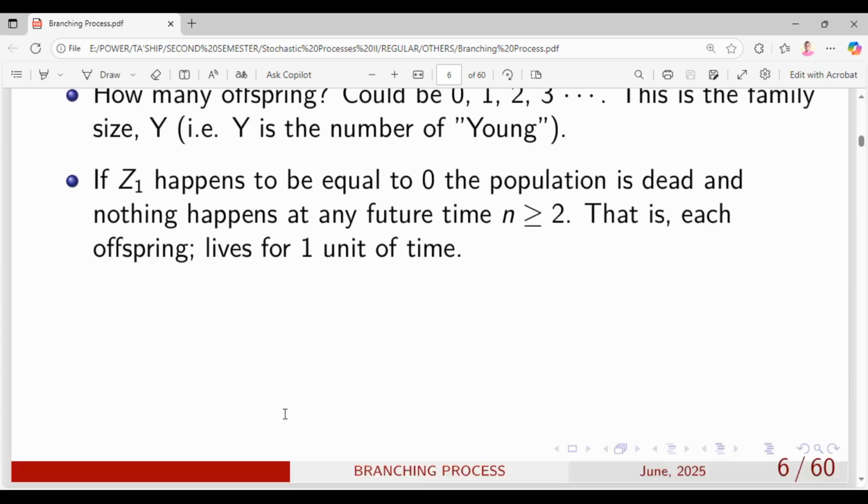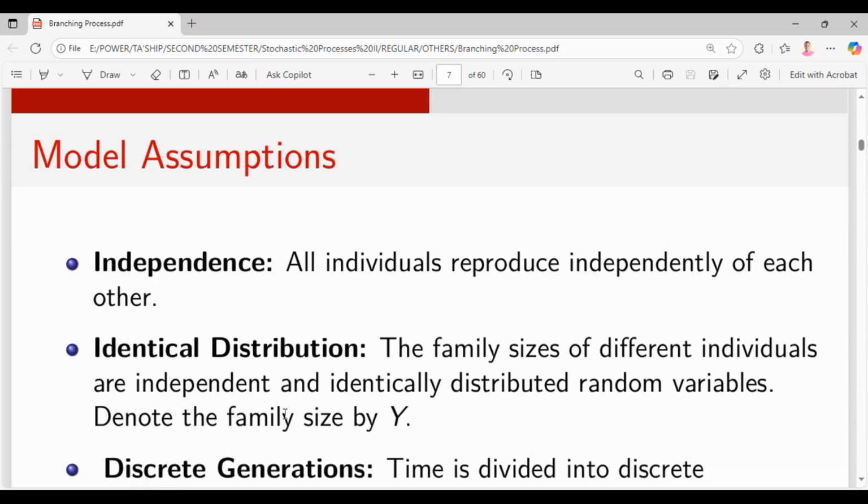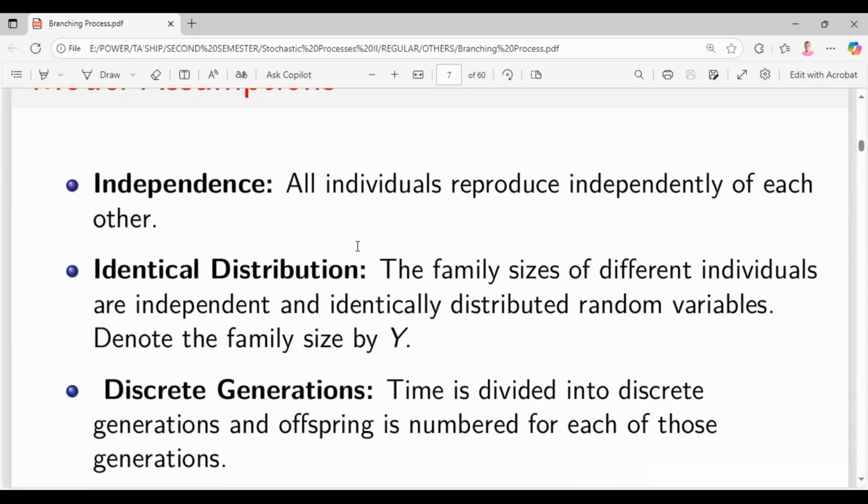So let's look at the model assumptions. All individuals reproduce independently of each other. If the initial ancestor gives birth to 4 children, each of these individuals can also get their own family sizes independently. The fact that child 1, child 2, child 3, and so forth are giving birth doesn't mean that they should all give birth to the same number of individuals. If the first child is giving birth, it doesn't mean the second child is also giving birth. They should reproduce independently of each other, right?